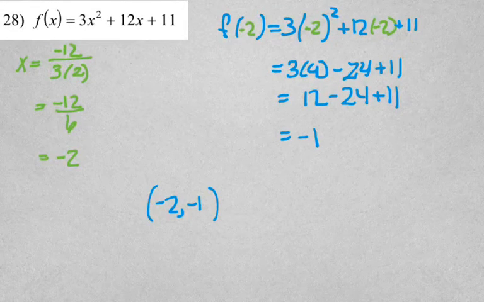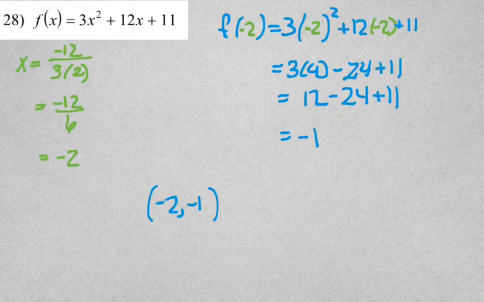So when you're finding the vertex, one of the methods is negative b divided by 2a. The other one is to factor it and set each factor equal to 0.